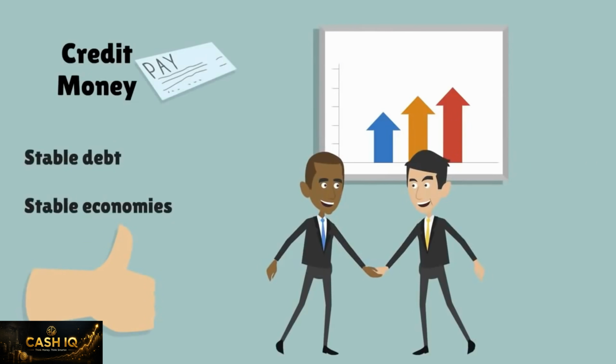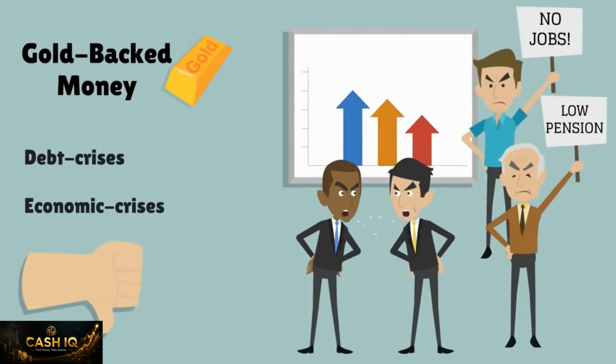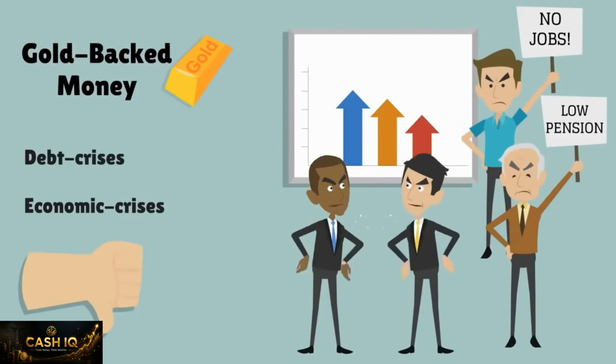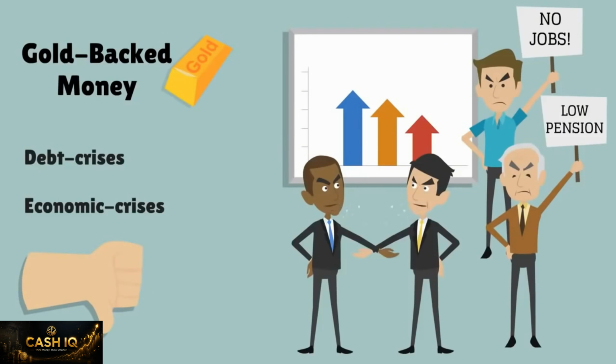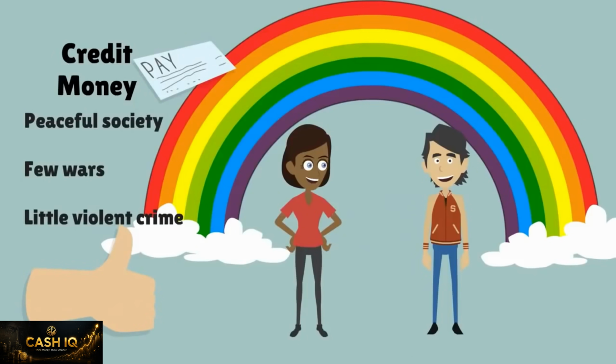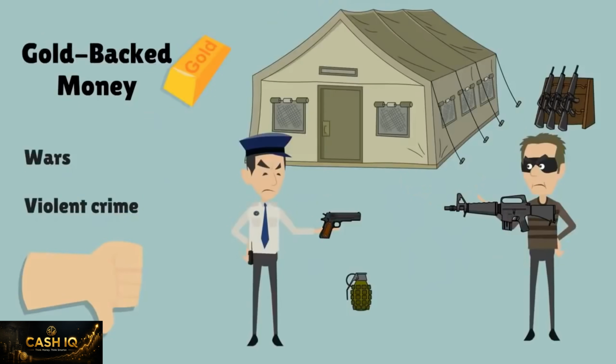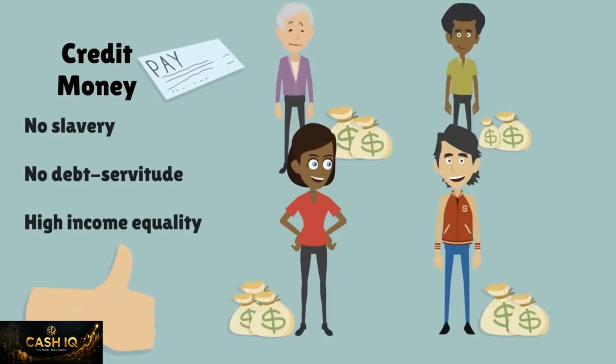Periods dominated by credit money have stable debt levels and stable economies. In contrast, periods dominated by gold-backed money are rife with devastating debt and economic crises. Credit money periods are peaceful and lack wars and violence. Periods of gold-backed money are rife with wars and violence. Credit money periods are virtually free from chattel slavery and debt servitude, and feature high income equality.